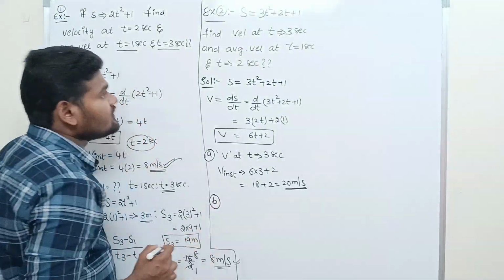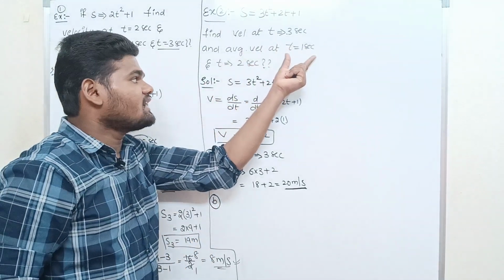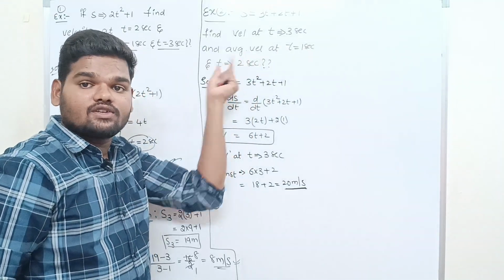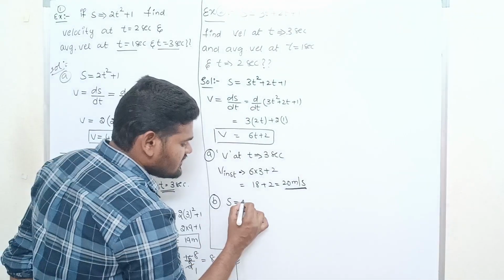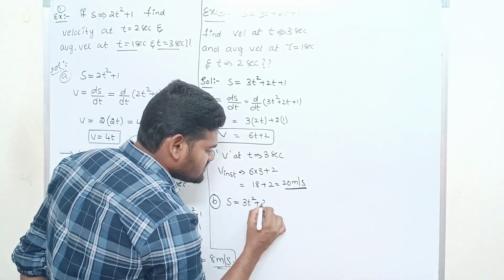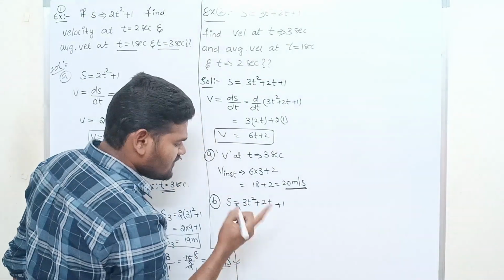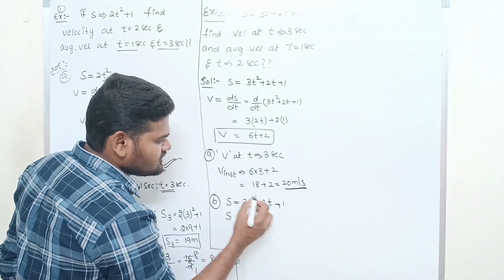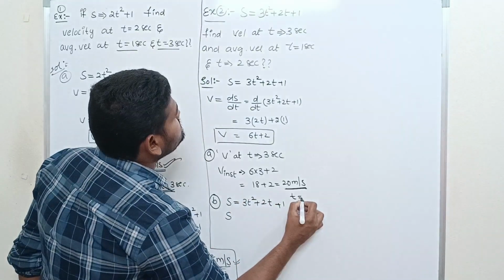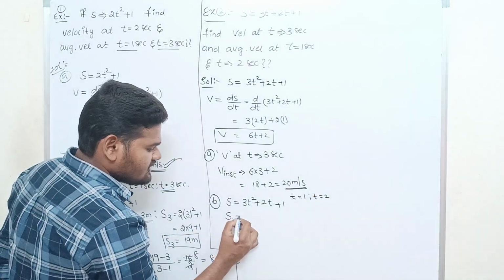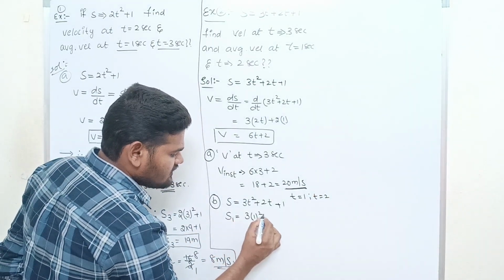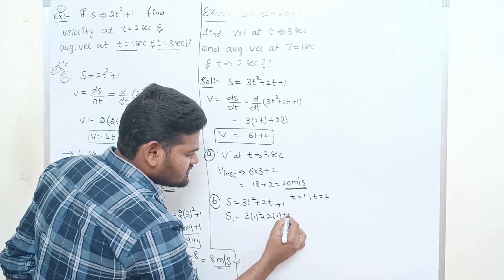Question B. What are they asking? They are asking to find the average velocity between 1 and 2 seconds. What do we have to do? Take the given displacement equation, 3t square plus 2t plus 1. Just substitute t equals 1 second and t equals 2 seconds. At 1 second, displacement is 3 into 1 square plus 2 into 1 plus 1.